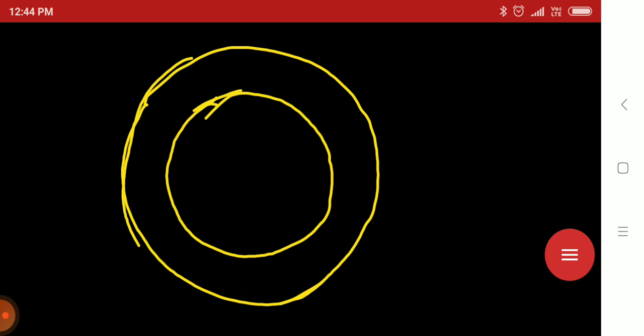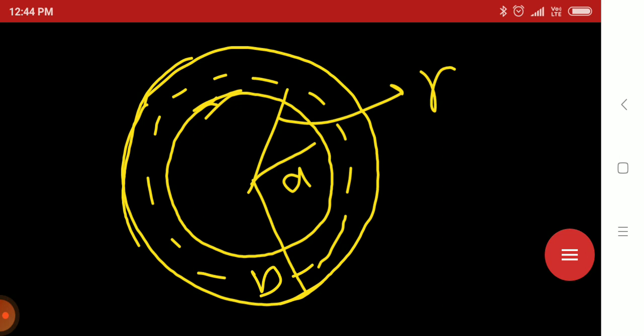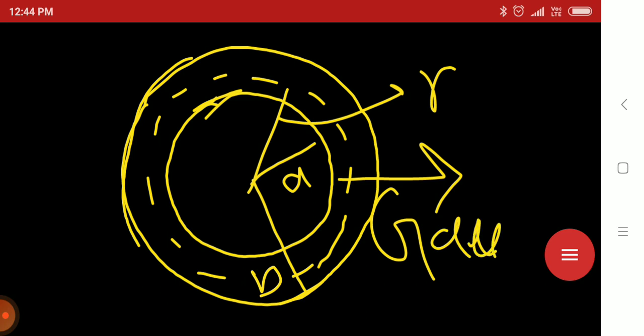From the figure, this is A, this is B, and we have to obtain the magnetic field where A is less than r less than B. That means here, at a radius r with A less than r less than B, we have drawn this Gaussian surface.